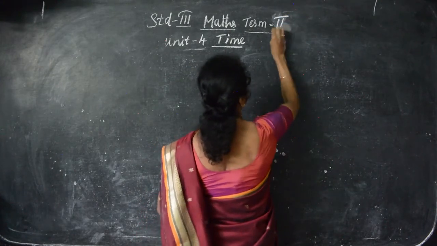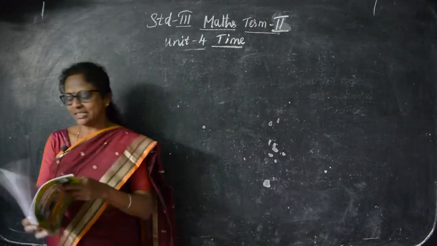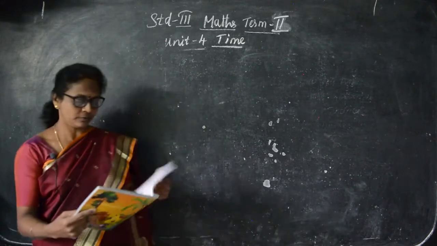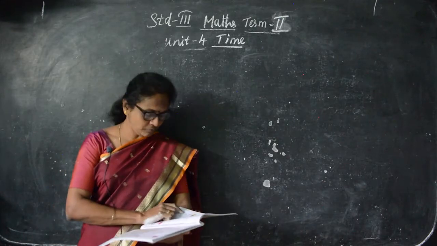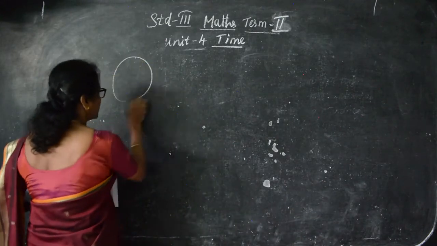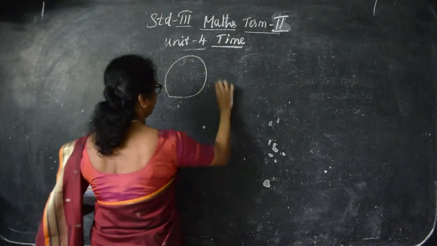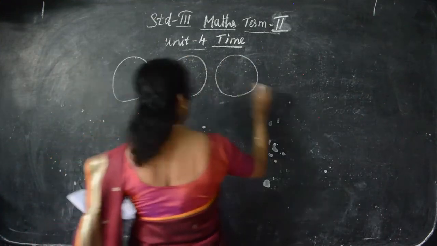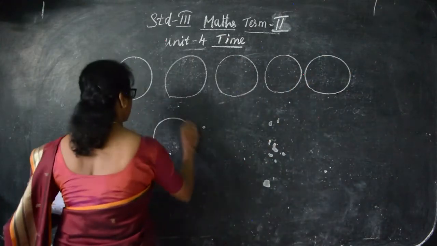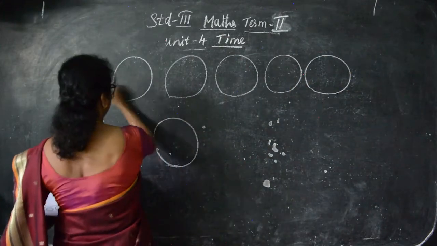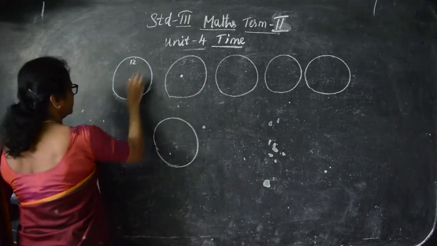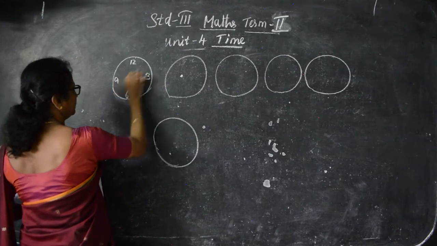This is term 2. In this term 2, this is only time. So I will draw the clock. You say the time. Here some of the clock times are given. They are given 6 clocks like this. You have to write the time.